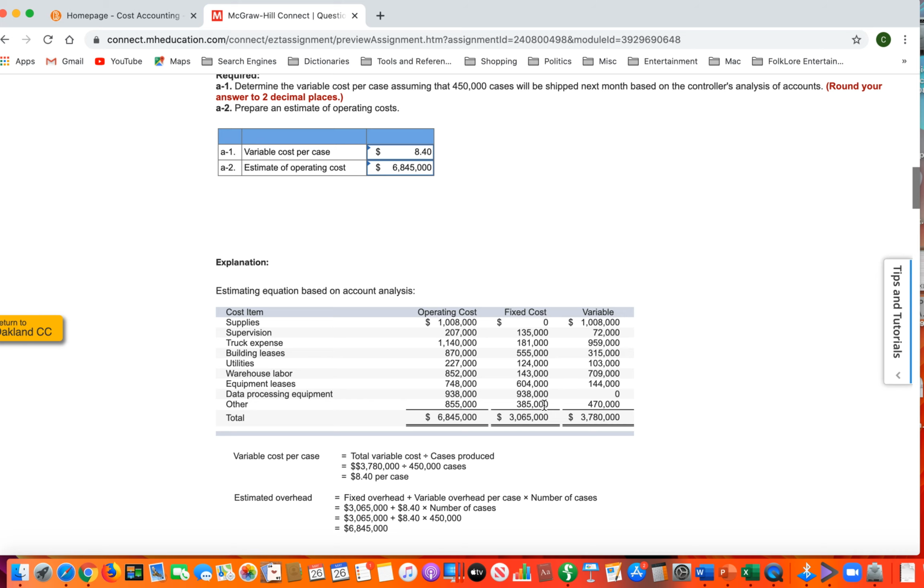We see the fixed is your A, and the BX is the variable cost per case, 8.40, times the number of cases, in this case 450,000. So Y equals A plus BX. A is the fixed cost. B is the variable unit cost. In this case, it was figured out to be $8.40, which they show you here, right? You got the variable cost there, 3,780,000, divided by the number of cases. So it's very straightforward, folks.